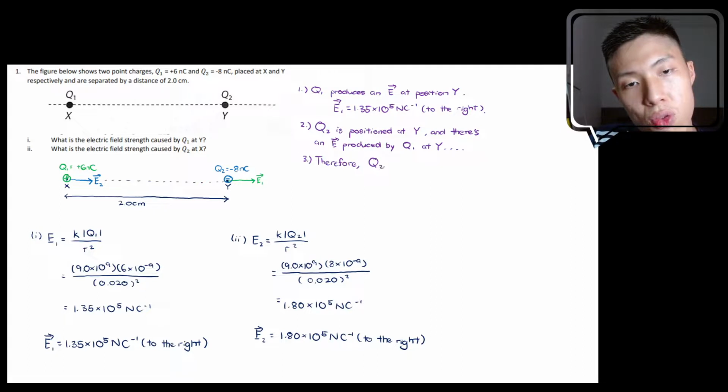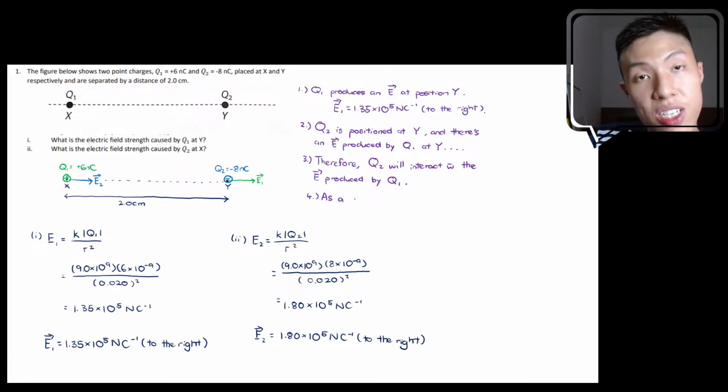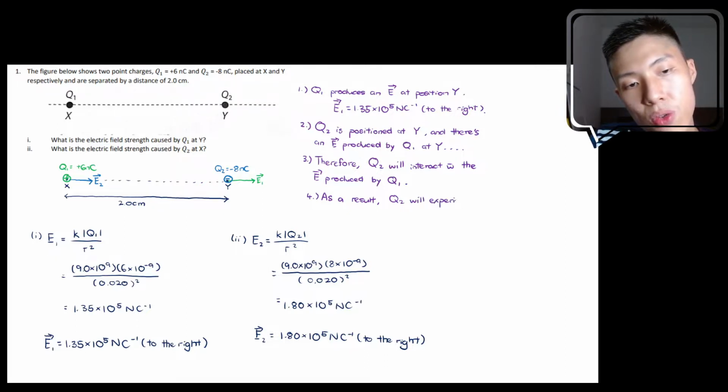Therefore, Q2 will interact with the electric field produced by Q1. As a result, what's the result if a charge is interacting with an electric field? The charge, which is Q2, will experience a Coulomb force. Okay, this is just to help you think about how the process happened.